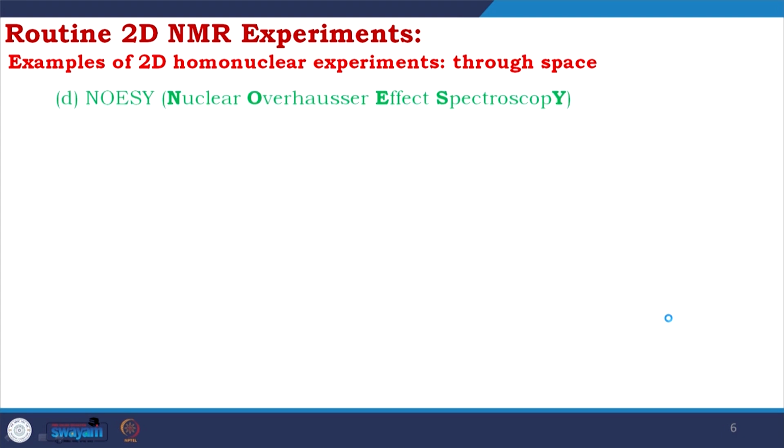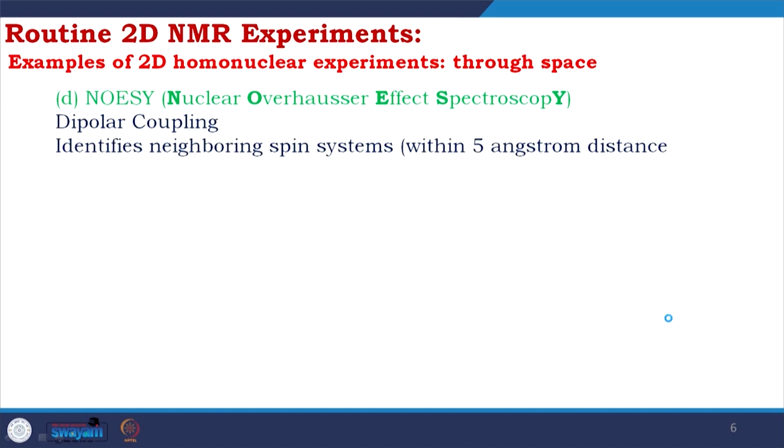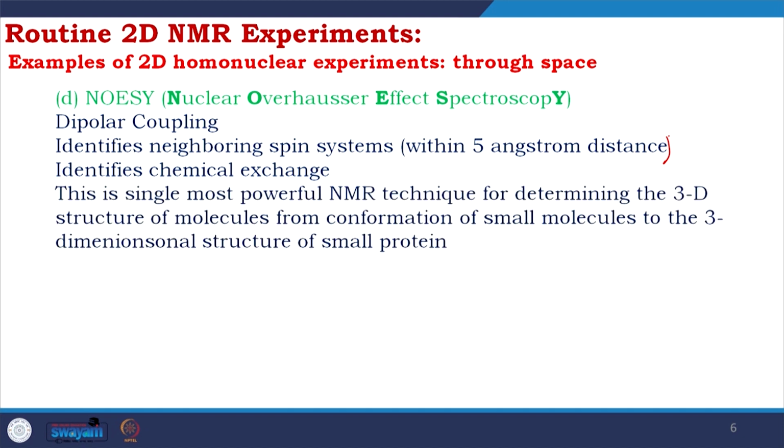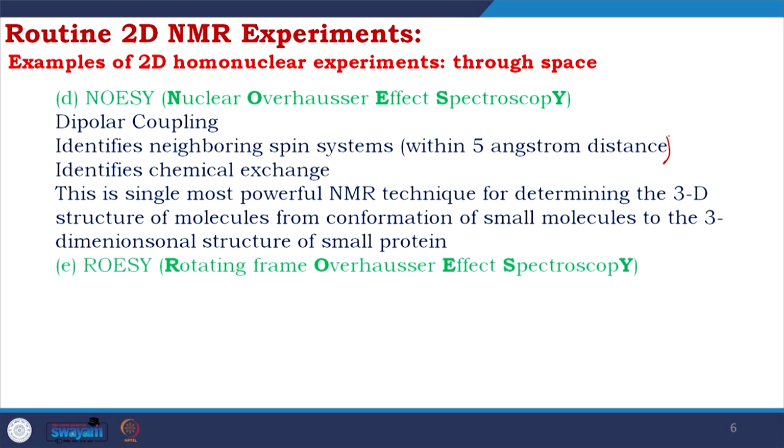So, now we are talking not about through bond, but through space. One is NOESY, nuclear Overhauser effect spectroscopy. This is dipolar coupling, and it identifies neighboring spin systems within 5 angstrom distance. It identifies chemical exchange because it goes through space. This is the single most powerful NMR technique for determining the 3D structure of molecules, from the conformation of small molecules to the three-dimensional structure of small proteins. So, that is why NOESY is very important.